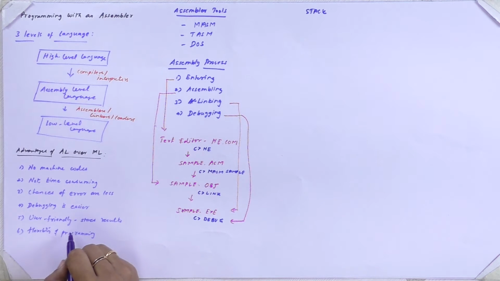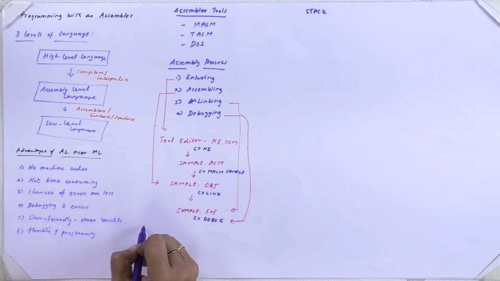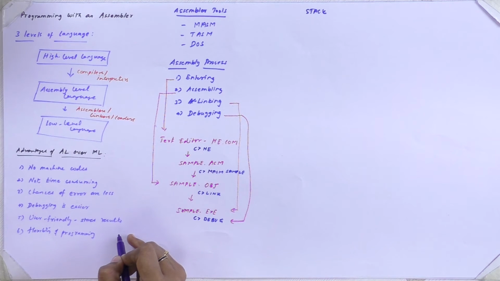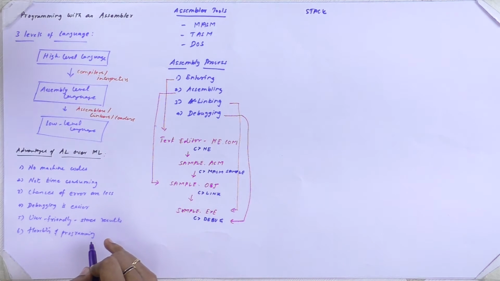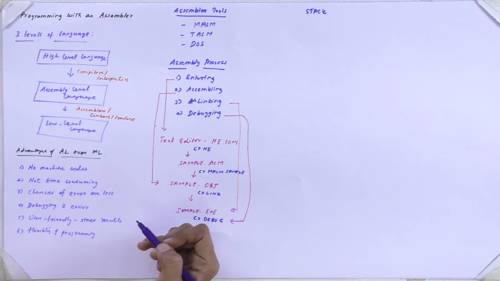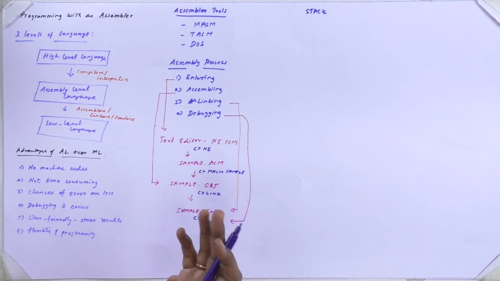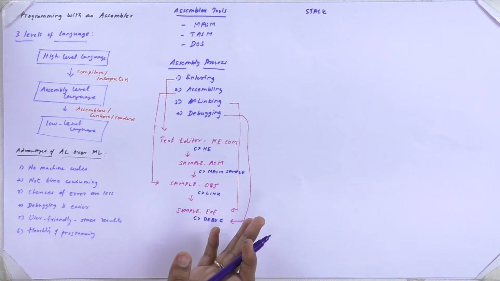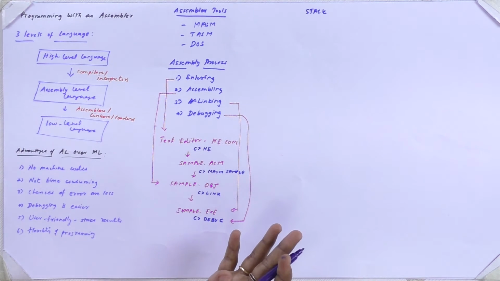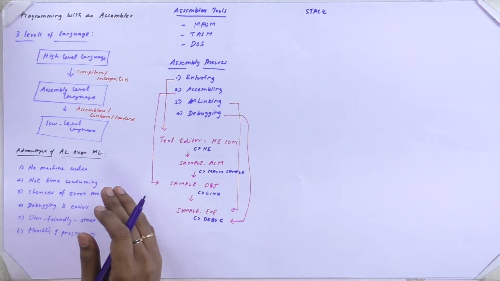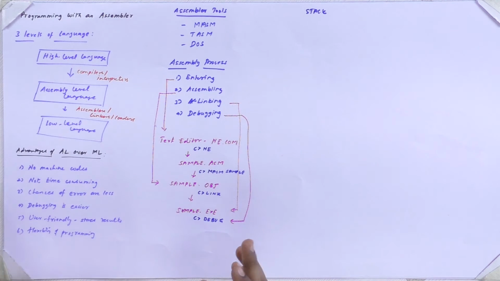Next, it is user friendly and it stores the results in a user friendly manner. That is, with the help of registers available in the microprocessor, it is easy for any programmer to store the results in an easily understandable manner. And there is flexibility for the programmer. Based on the application, the programmer can easily write the coding. There are no restrictions or limitations in writing the coding, compared with machine level language. So these are some of the advantages of assembly level language over machine level language.